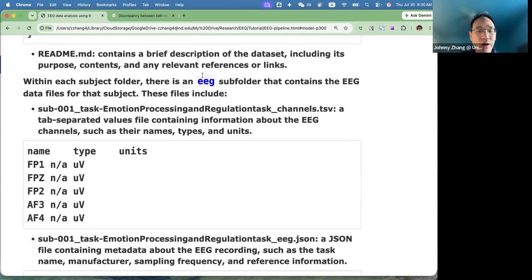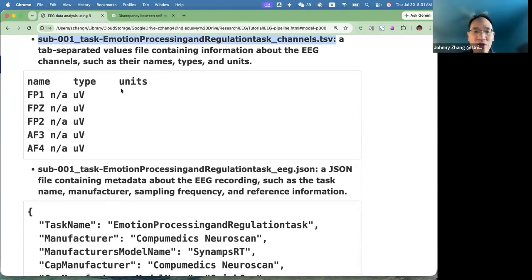Then let's look at the real data subfolder. In the EEG data subfolder, there are also several files. There's one file called the channel information. The channel information usually includes information about each electrode, but here we don't have any information, just names and the unit of the data collection, but you may have more information here.